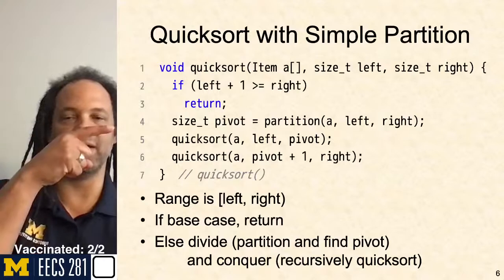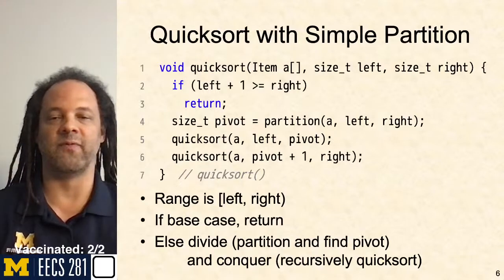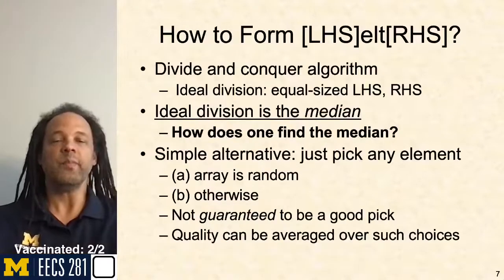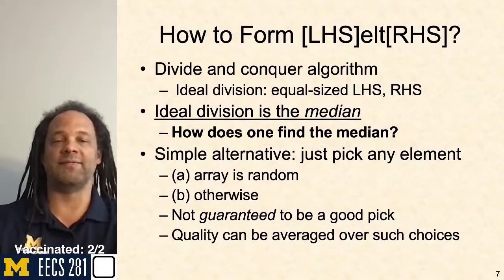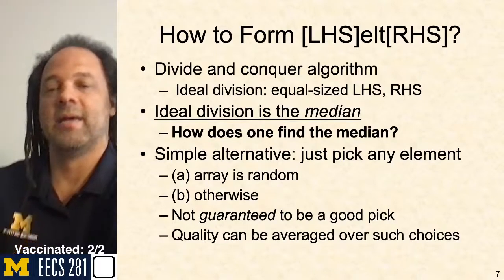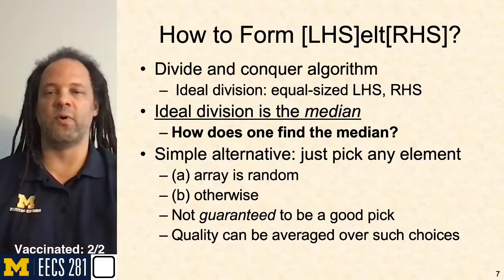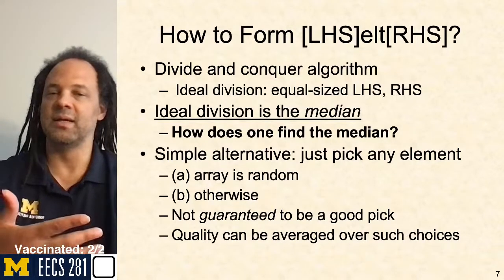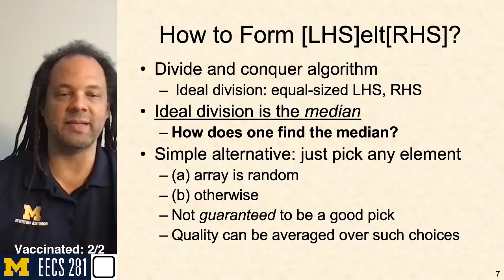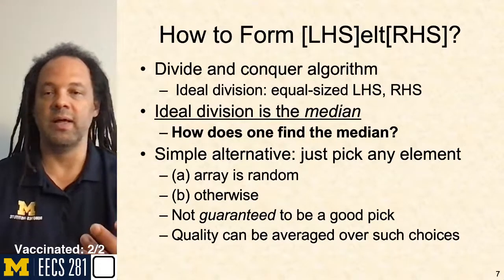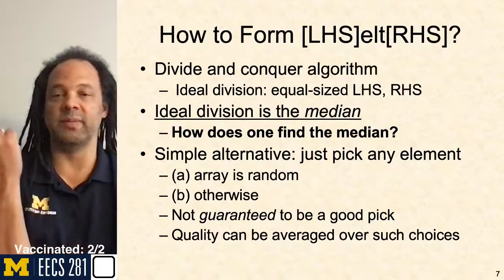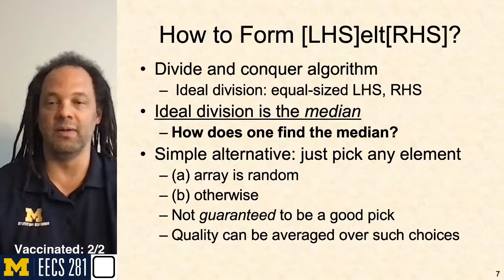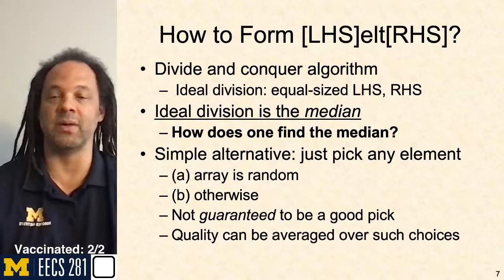What makes it interesting though here is line number 4. Let's look at how this partition is going to work. Ideally, we would love to have the left-hand side and the right-hand side be the same size. I mentioned before, though, we can't necessarily guarantee that, because how do you get the left-hand side and the right-hand side to be the exact same size? Well, if I had the median, half the items would be less than this and half the items would be greater than this. How do I get the median? Well, you sort the items and take the one in the middle.